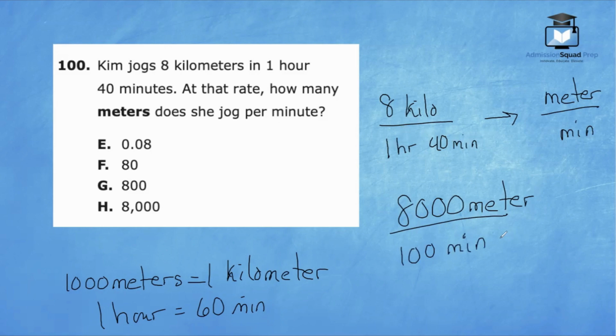The last step is to express this rate in simplest form. We can cancel out 2 zeros here, and we are left with 80 meters per minute. So the correct answer is choice F.